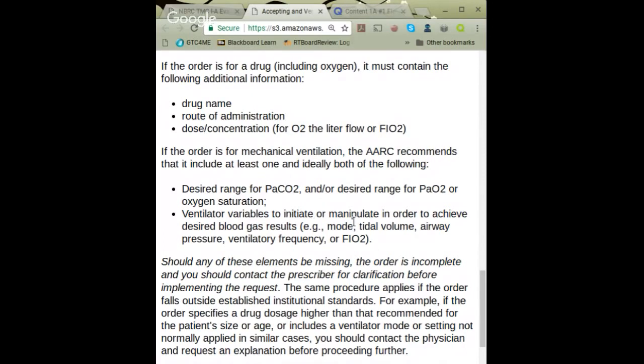Ventilator variables to initiate or manipulate in order to achieve desired blood gas results. Example: mode, tidal volume, airway pressure, ventilatory frequency, or FiO2. So this could make one or two flashcards, or even break this first one up to make even three flashcards. Because my teacher always says this stuff. Okay.